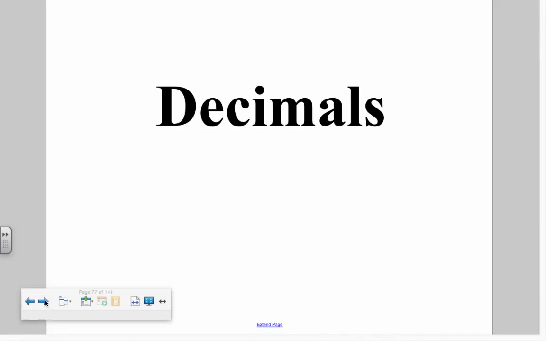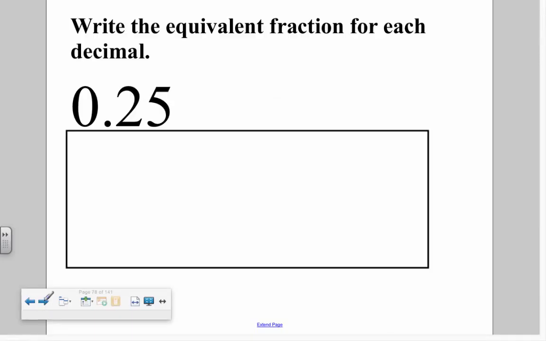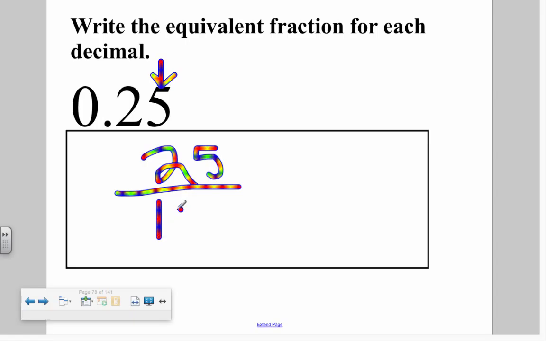Today we're going to talk about decimals. When they ask you to write the equivalent fraction for each decimal, remember you have to think what place value is the last digit in. So my last digit is in the hundredths place, so my equivalent fraction would be 25 over 100. Now also remember you can reduce down. How can I reduce 25 over 100? I can divide both of those by 4, making it 1/4.